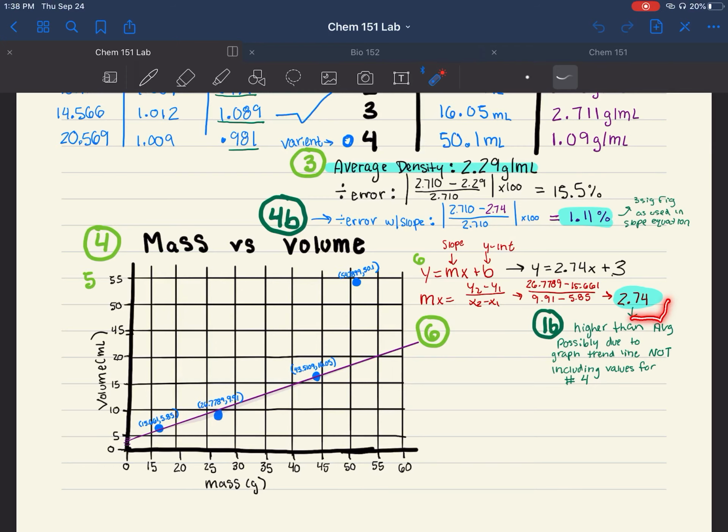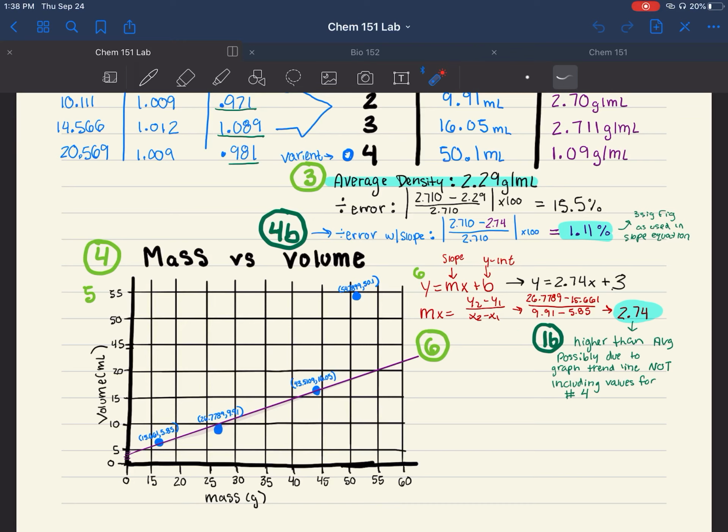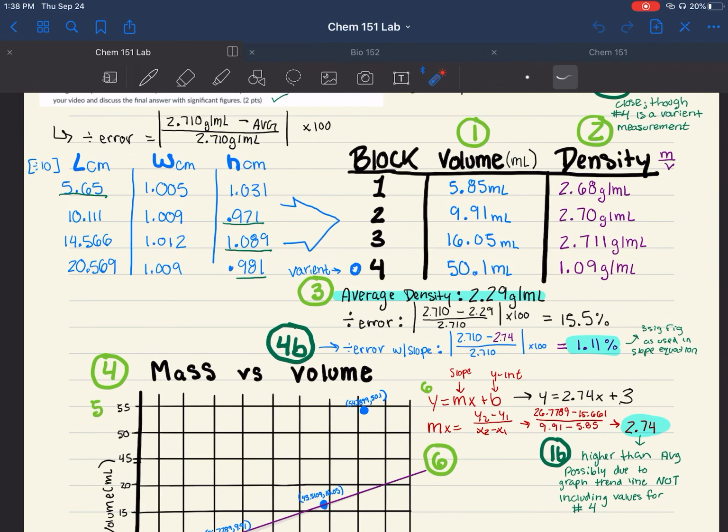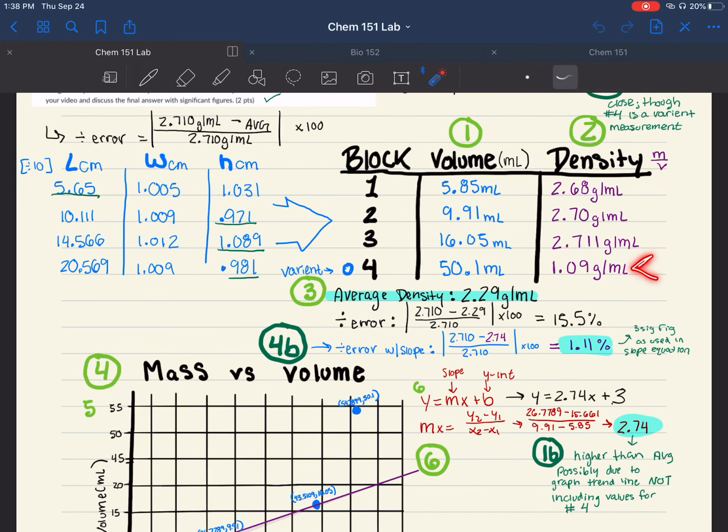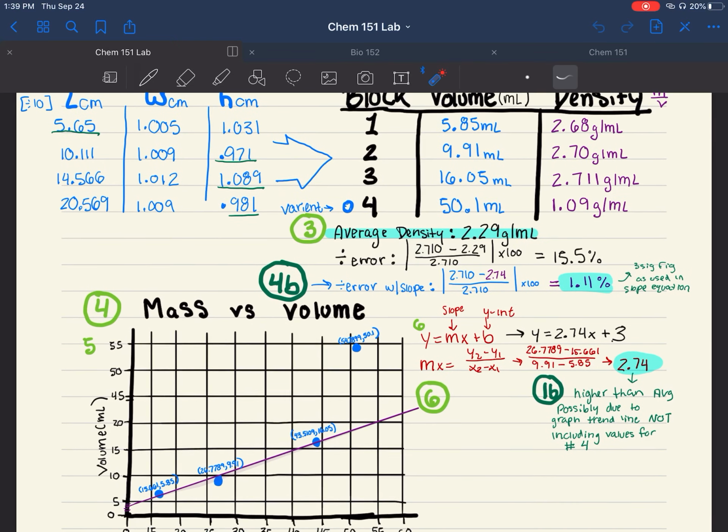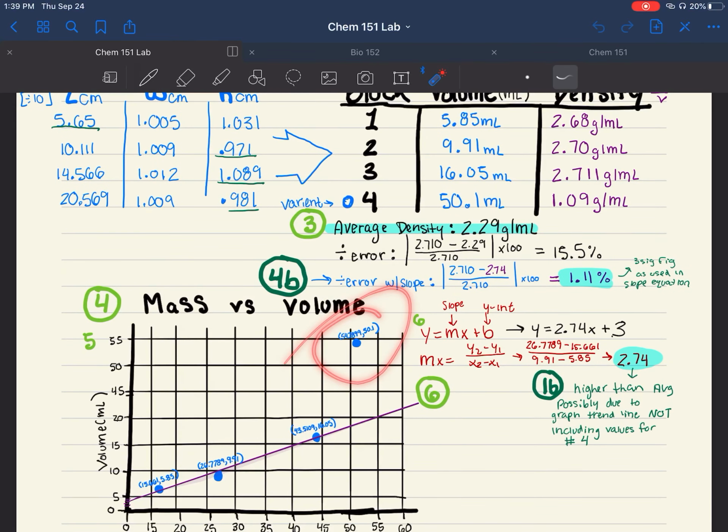You see here that the slope is much higher than the average density, and this is likely due to the fact that the average density included all 4 points, where value number 4 is quite the variant measurement, having a much higher volume and a lower density than the other measurements. And we'll see here on the graph that it is not included on the trend line, meaning it was not affecting our slope.